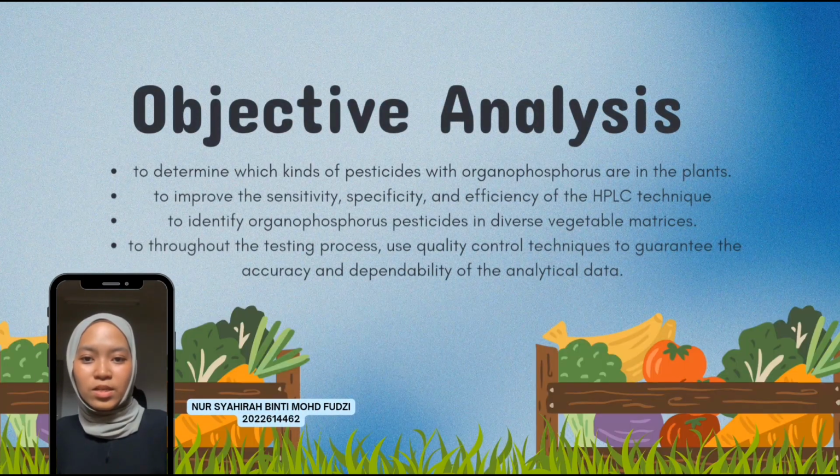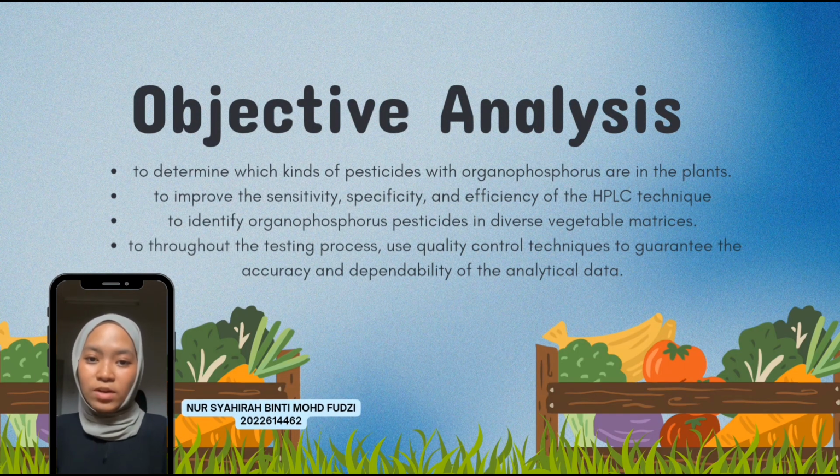So next, I will tell you guys about the objectives of the analysis. First is to determine which kinds of organophosphorus pesticide are in the plants. Also, to improve the sensitivity, specificity, and efficiency of the HPLC technique, and to identify organophosphorus pesticide in the vegetable matrix. And lastly, throughout the testing process, use quality control techniques to guarantee the accuracy and dependability of the analytical data. The details of the objectives will be presented by other group mates.